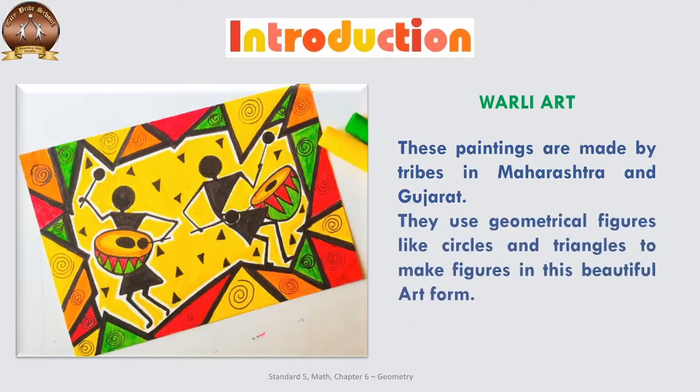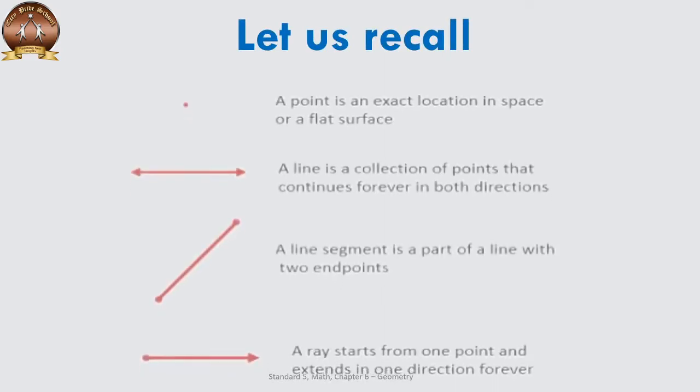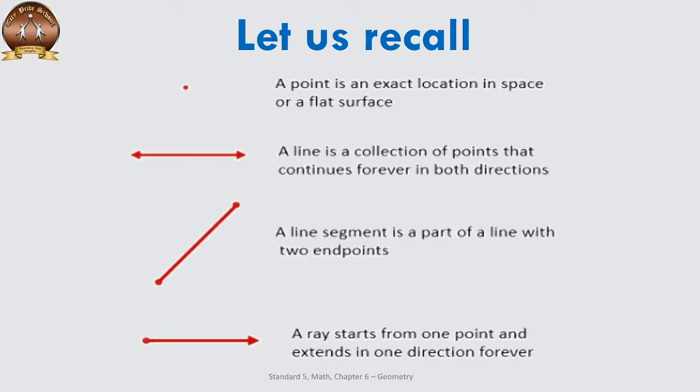They used simple geometrical figures like circles and triangles to make beautiful figures in the art forms, as you can see them. Now, you might be wondering why I am talking about art in math. Art is completely related to math when it comes to geometry. We are going to learn how to make angles in this chapter.